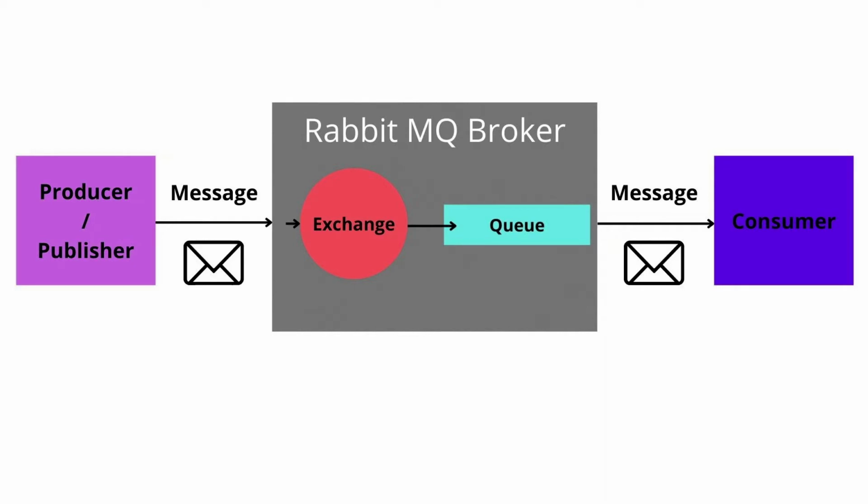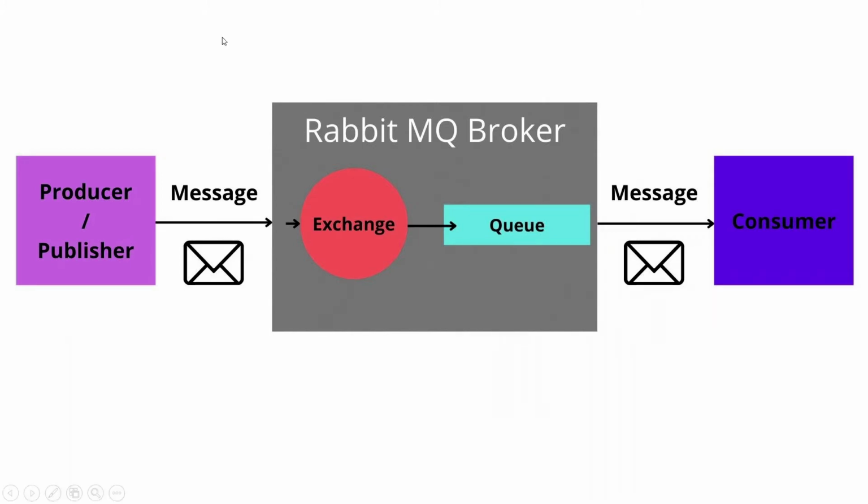So again, as you can see from left to right, the producer produces a message to the RabbitMQ broker. The message would arrive to the exchange. The exchange has a role to route that message to a queue. And then any consumer listening to that queue is going to receive that message.